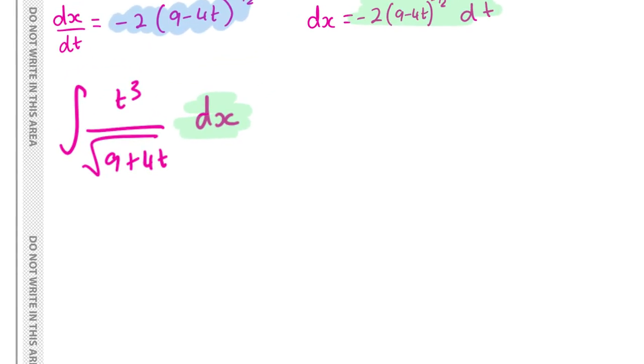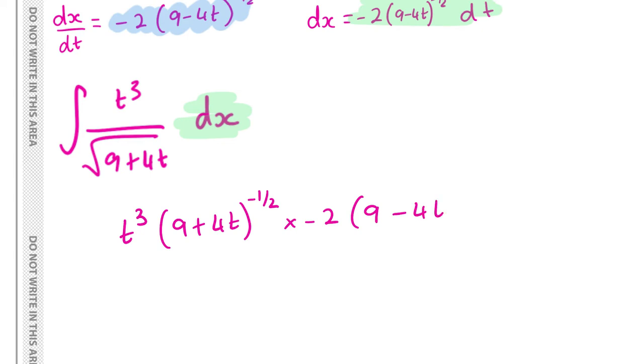So I'm going to have t cubed over. Actually, I'm going to rewrite this. So t cubed (9 plus 4t) to the negative a half. Everyone happy with that? Yeah, they wanted it in this form. Times minus 2 (9 minus 4t) to the negative a half. We all happy with that? Okay, everyone's happy? dt. I'm just going to show you how we get to this form.